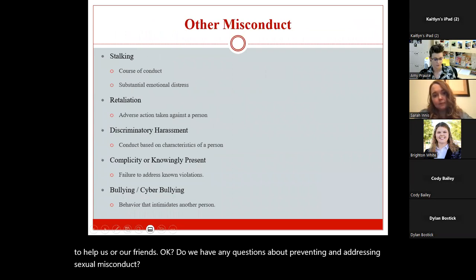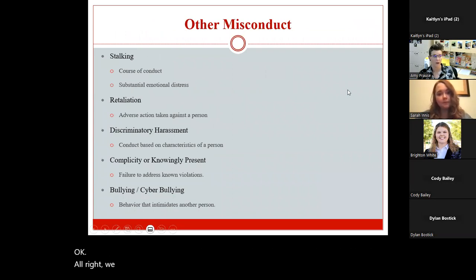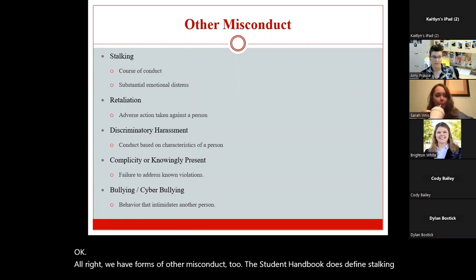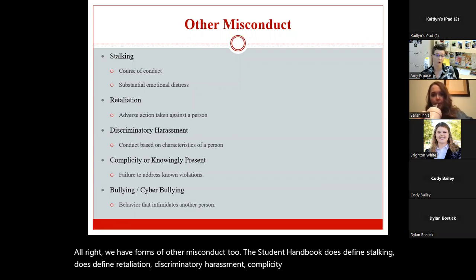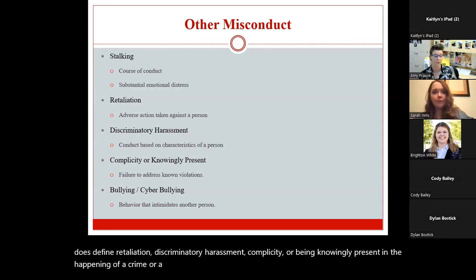Okay. All right, we have forms of other misconduct too. The student handbook does define stalking, does define retaliation, discriminatory harassment, complicity, or being knowingly present in the happening of a crime or a violation of the student handbook. And then they also define bullying and cyberbullying as well.